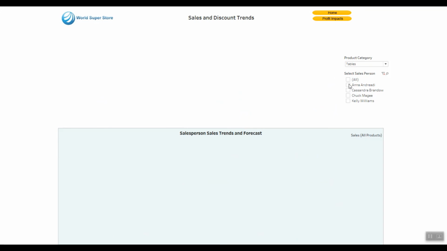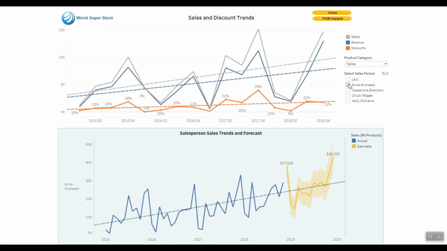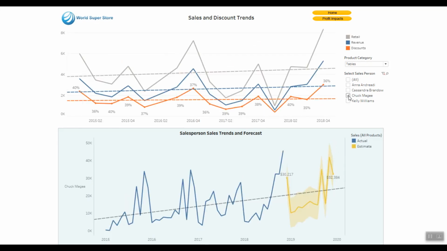If we look at Anna, we can see there has only been 4 periods out of 4 years where she was associated with discounts over 20%. You can also see Anna is projected to do well over the next 12 periods, and even though it's a tough category, revenue is going in the right direction for Anna. Conversely, if we look at Chuck, it tells a much different story. Discounts seem to be always above 30% and sometimes into the 40s, with a 4-year revenue trend that's pretty flat.